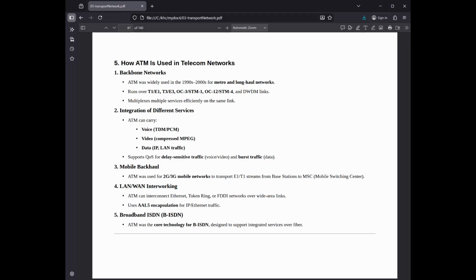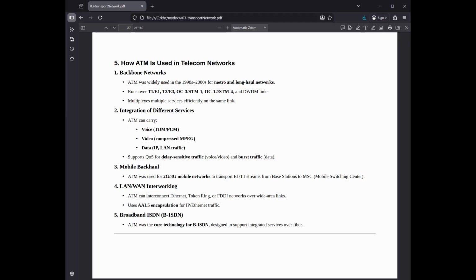Mobile backhaul. Before 4G/LTE moved everything to pure Ethernet, 3G networks, UMTS, relied heavily on ATM. The role: ATM was used to connect the cell towers, base stations, to the mobile switching center, MSC. Why ATM? Cell towers needed to carry both voice calls and data simultaneously. ATM's ability to prioritize voice, using CBR service, while letting data fill the remaining gaps, using UBR, made it perfect for the limited bandwidth copper lines used in early mobile networks.